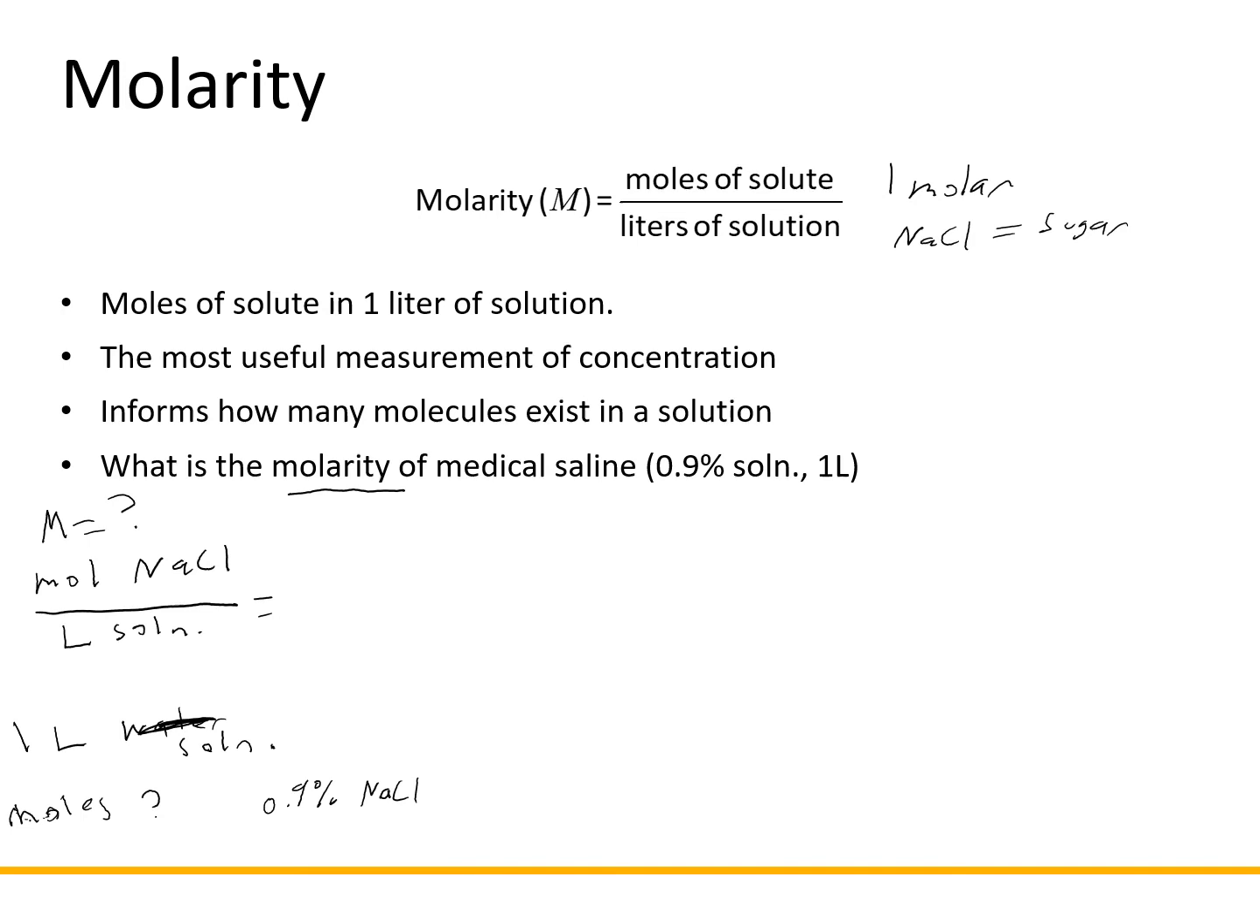Oops, let's write it over here actually. 9 grams divided by 1,000 grams of solution, which we know is 1,000 mils, which we know is 1 liter, okay? And 9 divided by 1,000 is 0.9, so that tracks. So the question now becomes, 9 grams of sodium chloride equals how many moles of sodium chloride? We can figure this out.